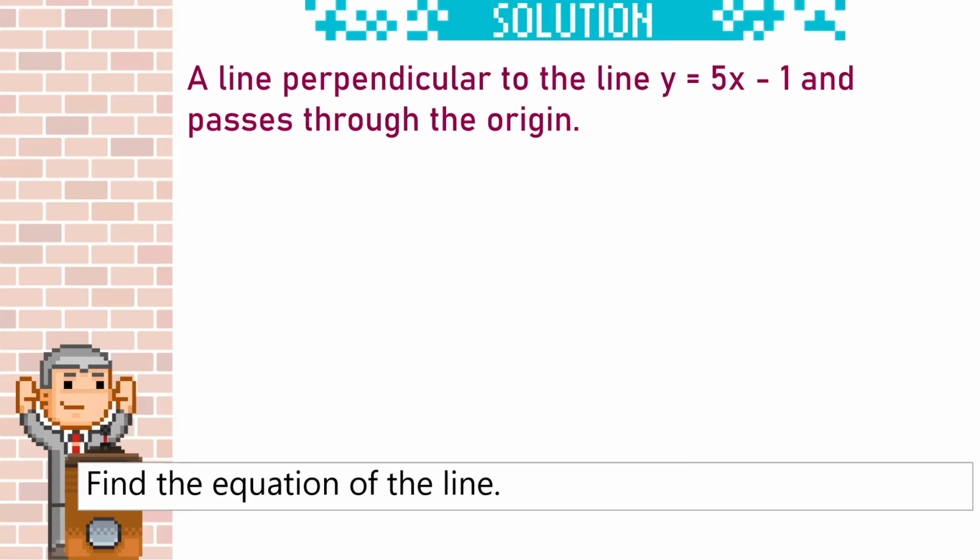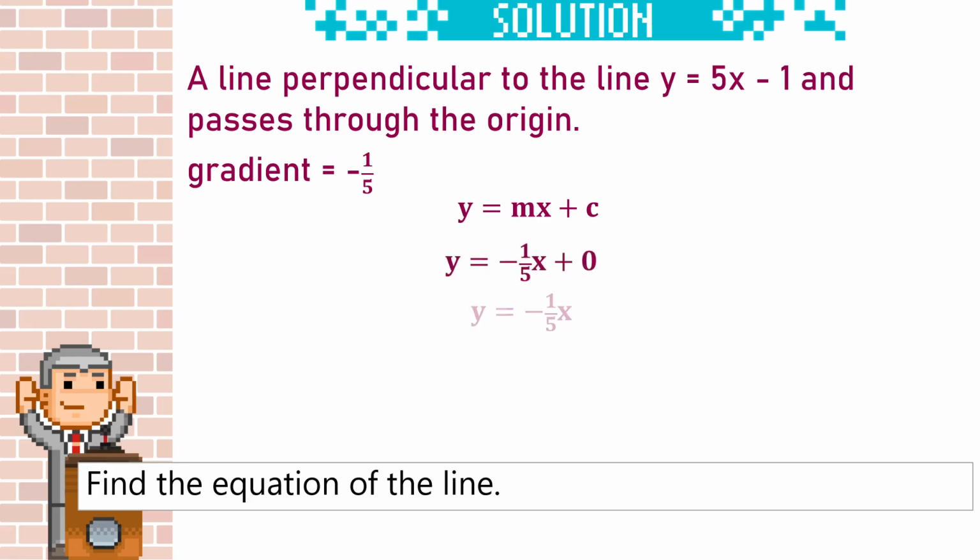We're told that our line is perpendicular to y equals 5x minus 1, so we can find the gradient by finding the reciprocal of 5, which will be 1 over 5, and then changing its sign to minus 1/5. The line passes through the origin, so we can actually use y equals mx plus c, where c will be 0 because that's our y-intercept. So our equation of our line is y equals minus 1/5 x.